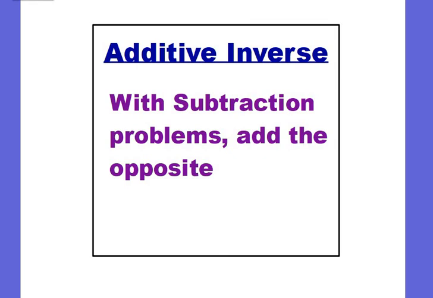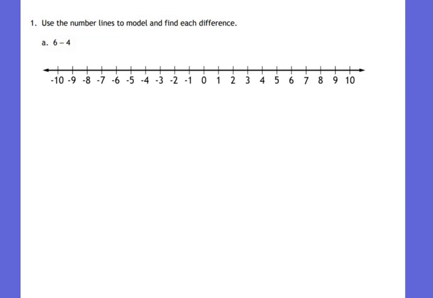Alright, so we're going to use this information to work our problem. Number 1 says 6 minus 4. Well, we're no dummies here. We know what that answer is, but that's not the purpose of our lesson. We're learning how to work number lines. So it's a subtraction problem. We want to change all subtraction problems to addition. To do that, we do the additive inverse.